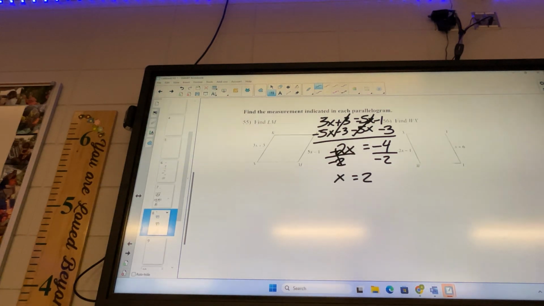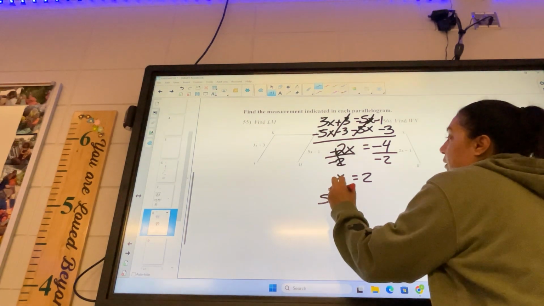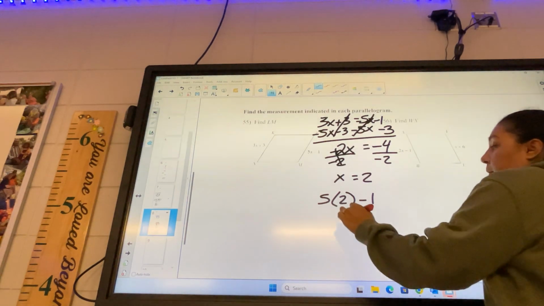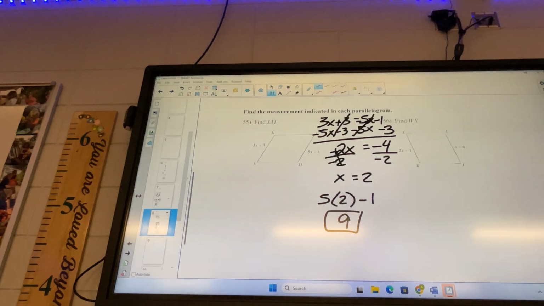Okay, which one do we plug that back into? 5x minus 1, the LM, which is 5x minus 1. So it's going to look like 5 parentheses 2 minus 1. That should be 9. Okay, if the right's 9, what's the left? 9.